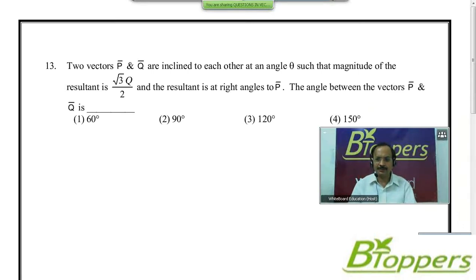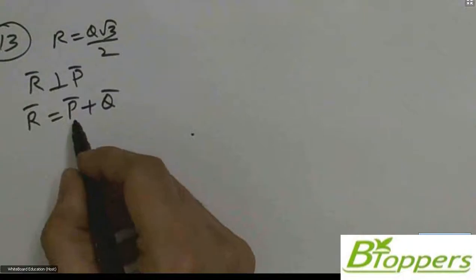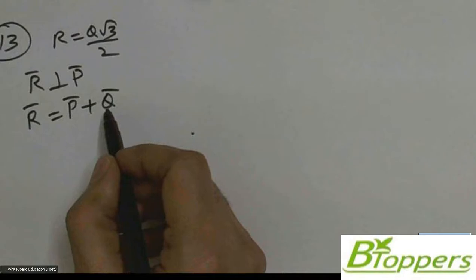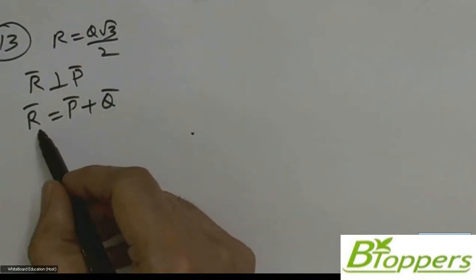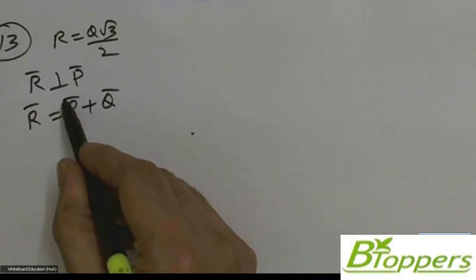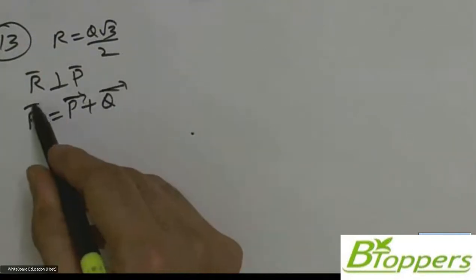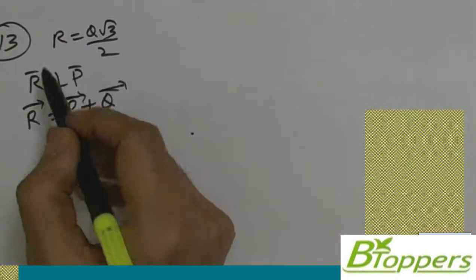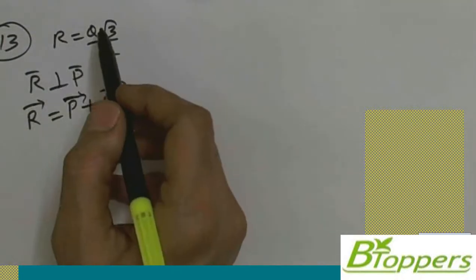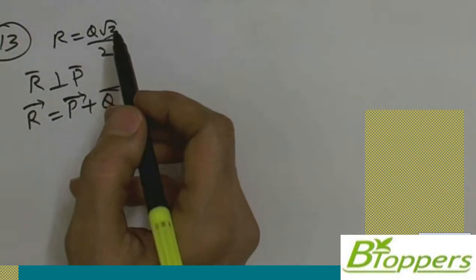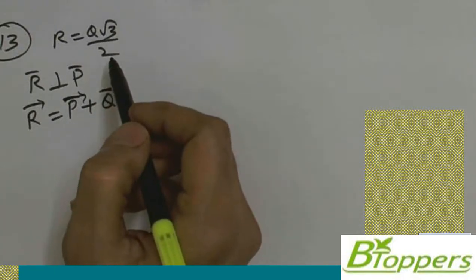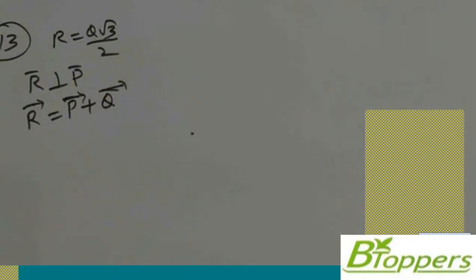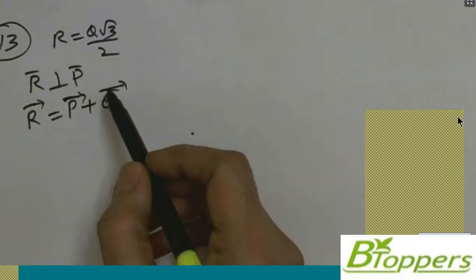Okay, look at the solution of this problem. Let us suppose r bar represents the resultant of p bar and q bar, or r bar is the vector sum of p bar and q bar. So we can write r bar equal to p bar plus q bar in vector notation. Letter r without the bar symbol represents the magnitude of the resultant, that is given to be q into root 3 by 2. It's given that the resultant r bar is perpendicular to the first vector p bar.